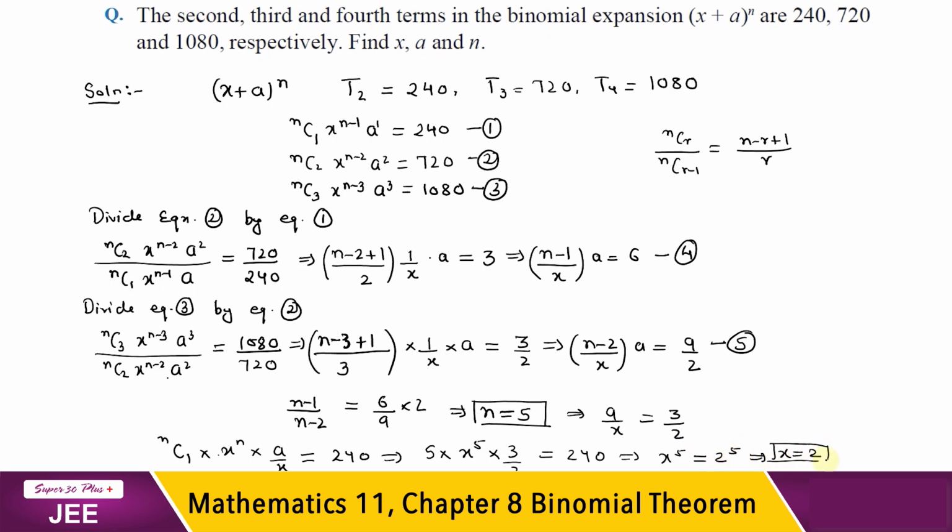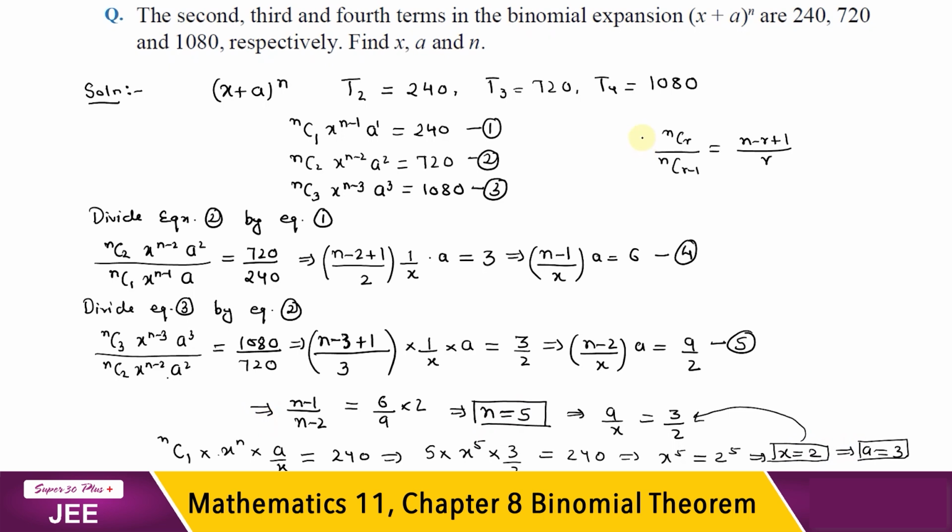2. And now since x is also known, if I plug in this value of x over here in this equation, so 2 gets cancelled off in the denominator, which leaves us with the value of a as 3. So students, the value of a corresponding to this question is 3, x is equal to 2 and n is equal to 5. So this question is simply based on the property and the general term of a binomial expansion.